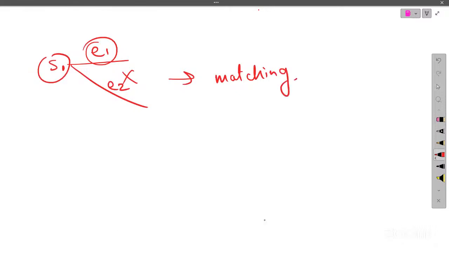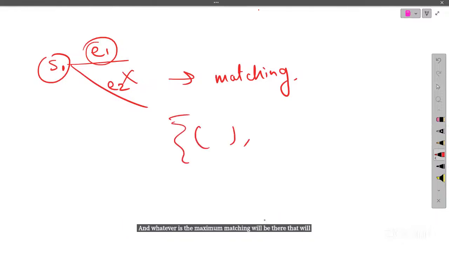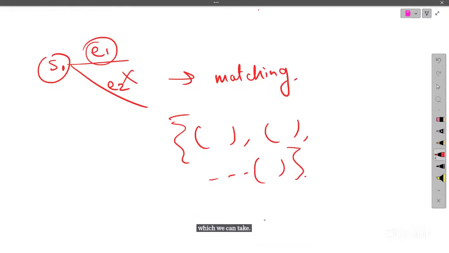So you have to first name all the edges accordingly and then find out the maximal matching. And whatever the maximum matching will be, that will give you all the pairs which we can take. Is that fine, Arun? Yeah. Yeah, madam. Okay.